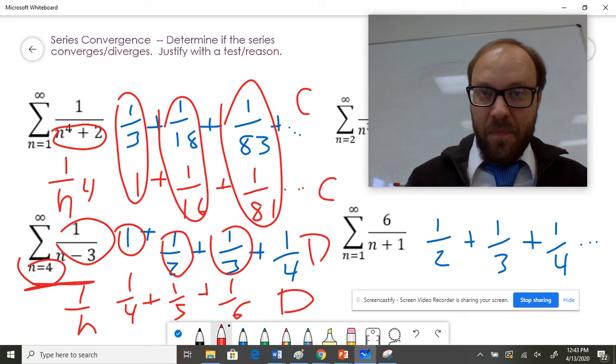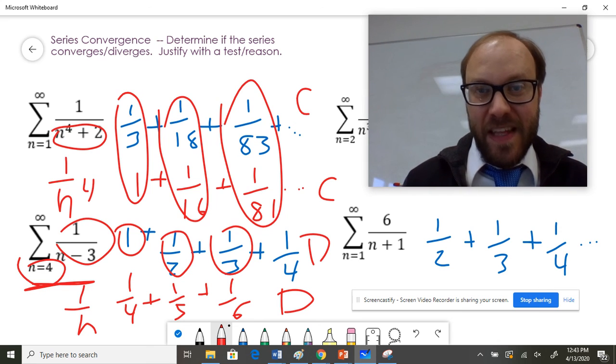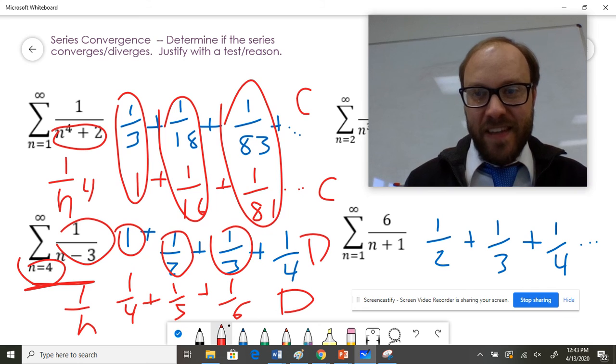In a minute, in a separate video, I'm going to show you a couple of examples of the limit comparison test, which is a little bit more complicated, slightly different, but definitely linked. So we'll look at that coming up next.